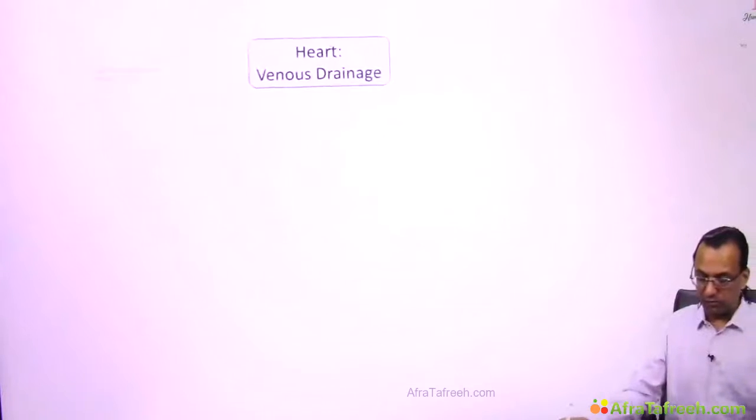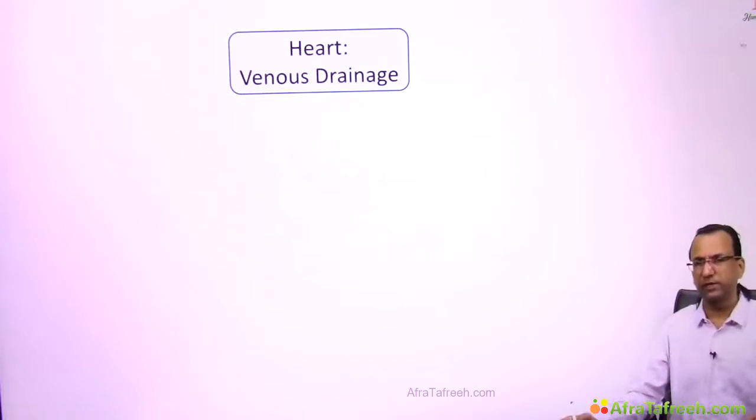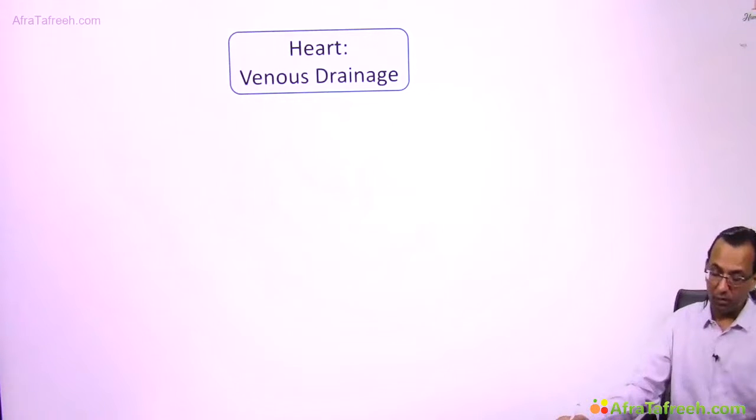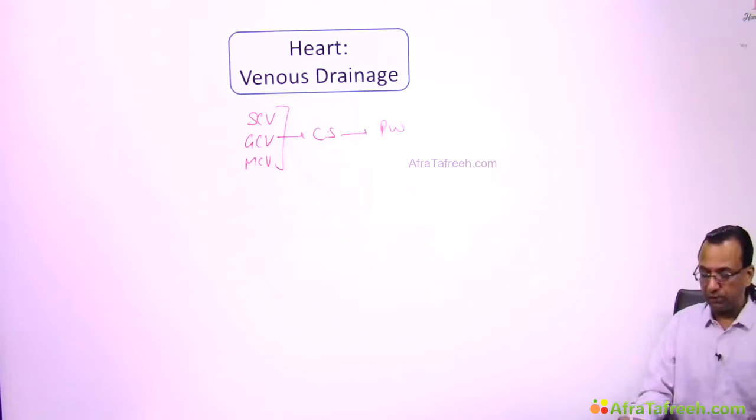You are going to look at the venous drainage of the heart, more details. Actually, you have seen some details, but more details. You will see that there is a small cardiac vein, a great cardiac vein, and a middle cardiac vein, all draining into the coronary sinus, and the coronary sinus draining into the posterior wall of the right atrium.